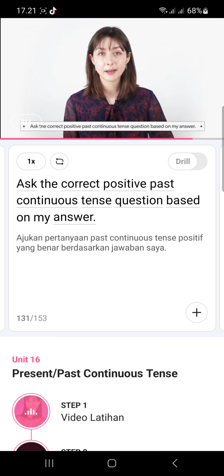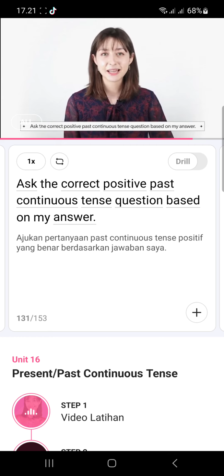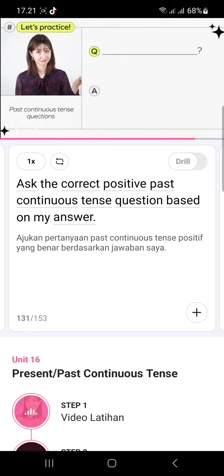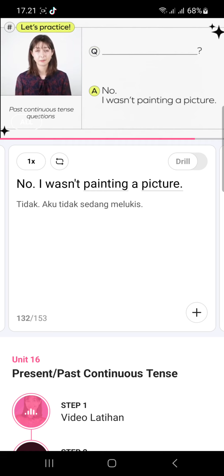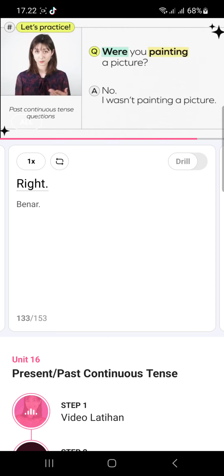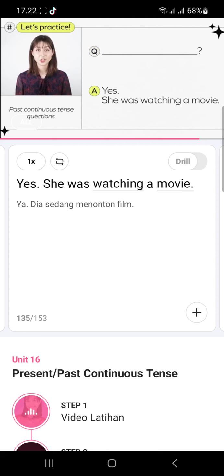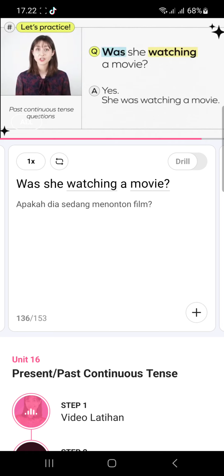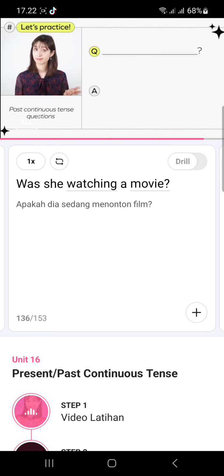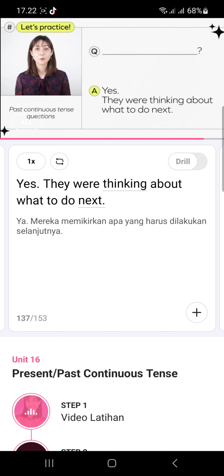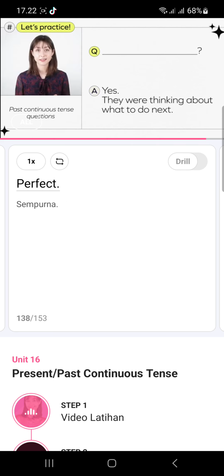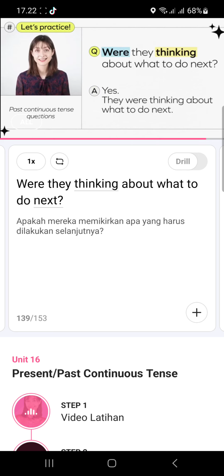Ask the correct positive past continuous tense question based on my answer. No, I wasn't painting a picture. Right. Were you painting a picture? Yes, she was watching a movie. Was she watching a movie? Yes, they were thinking about what to do next. Perfect. Were they thinking about what to do next?